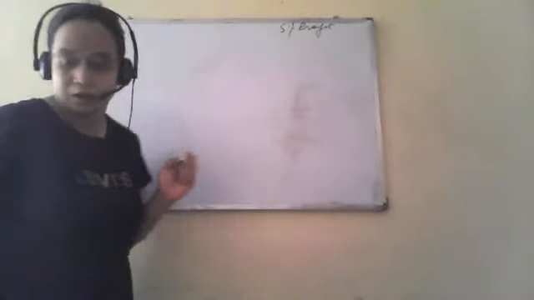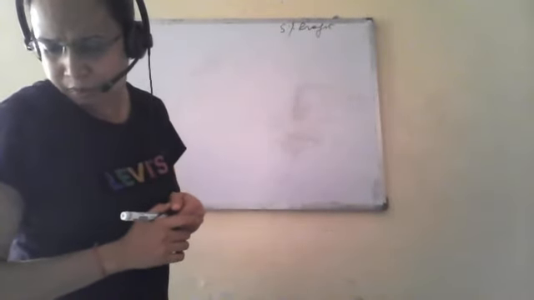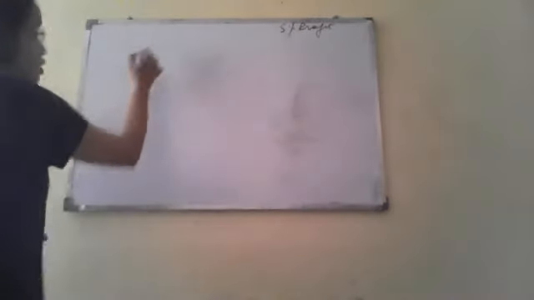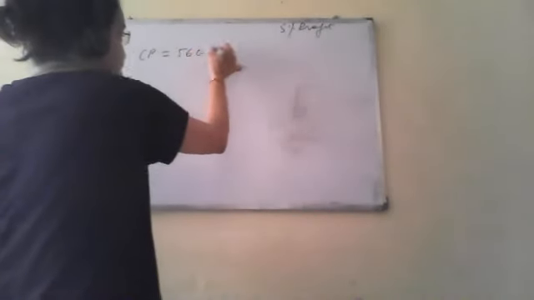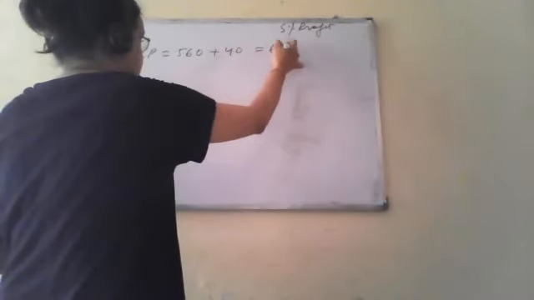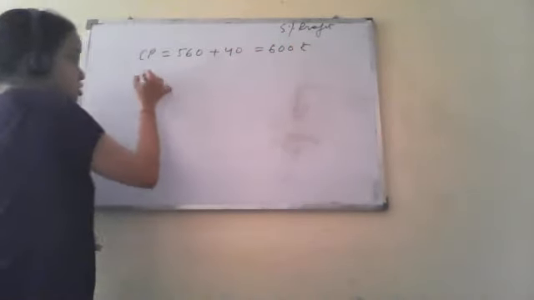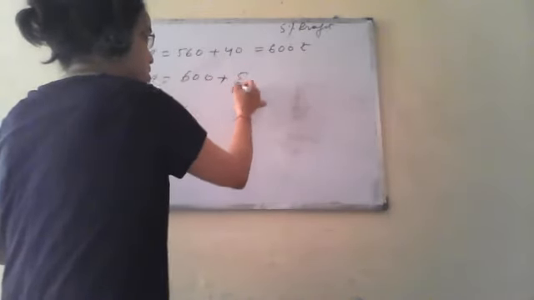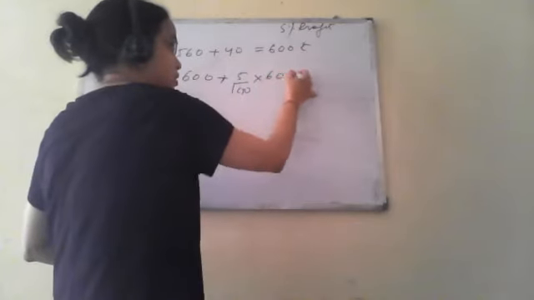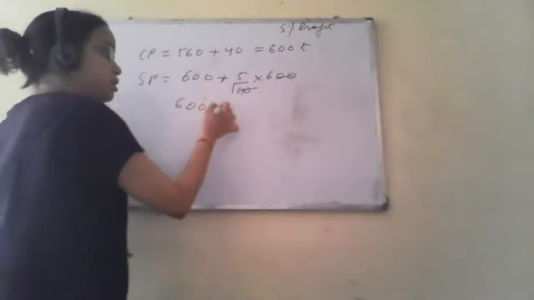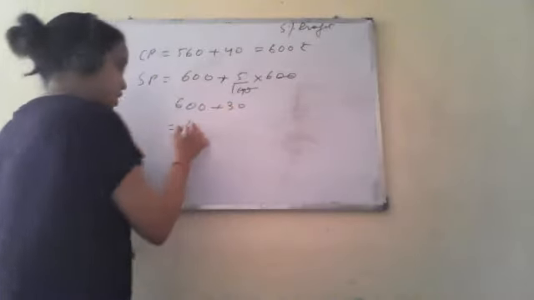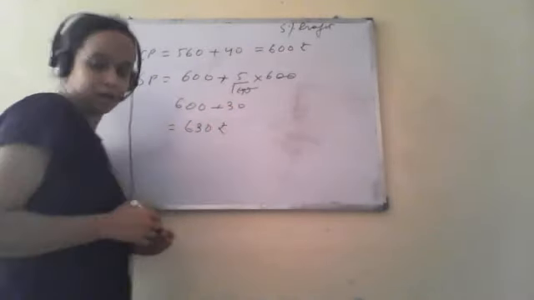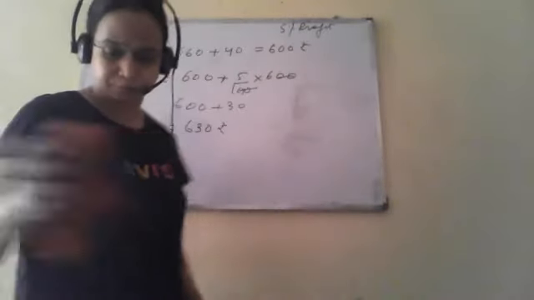Now the third part is a fan bought at rupees 560 and 40 rupees spent on its repair. So total CP will be 560 plus 40, this is overhead expenses, so total CP comes out to be rupees 600. So selling price will be 600 plus 5% of 600. So it is 600 plus 5 into 6, that is 30. So selling price will be rupees 630. This is the way you have to calculate profit or loss or profit percent, etcetera.